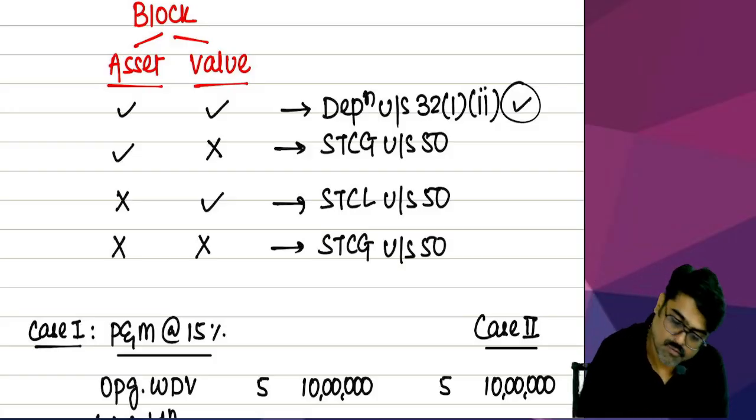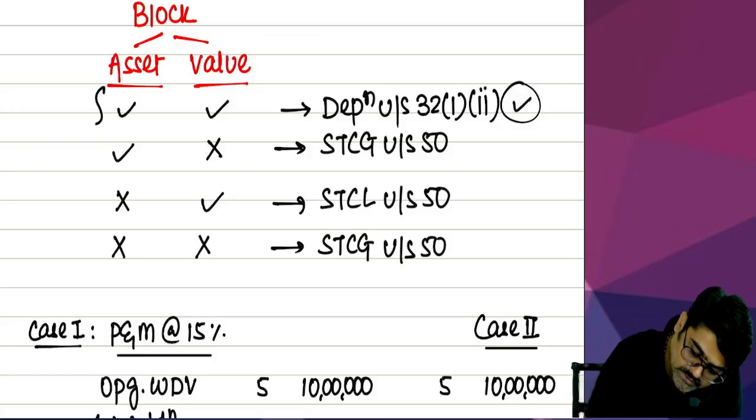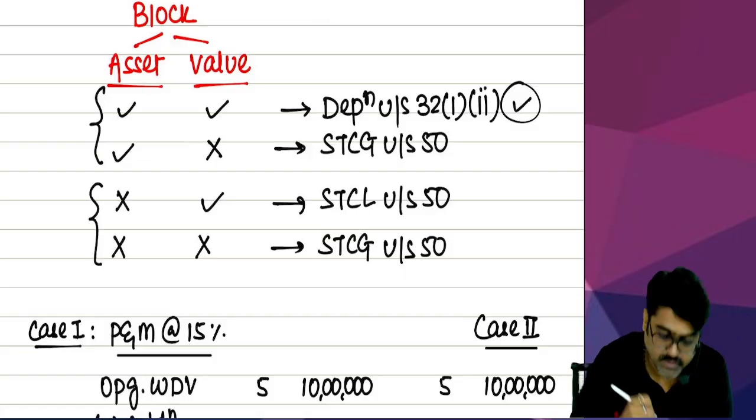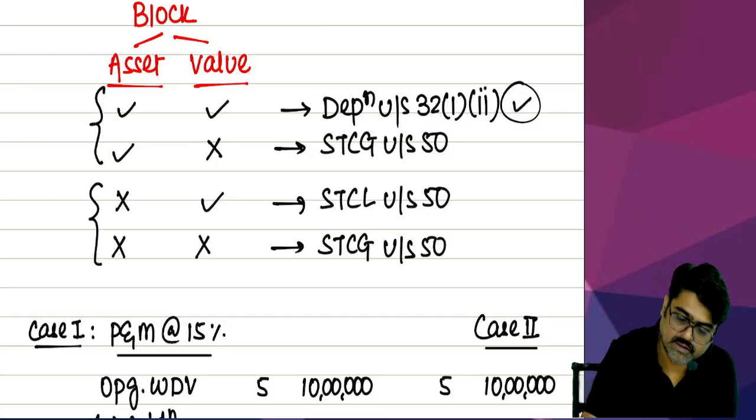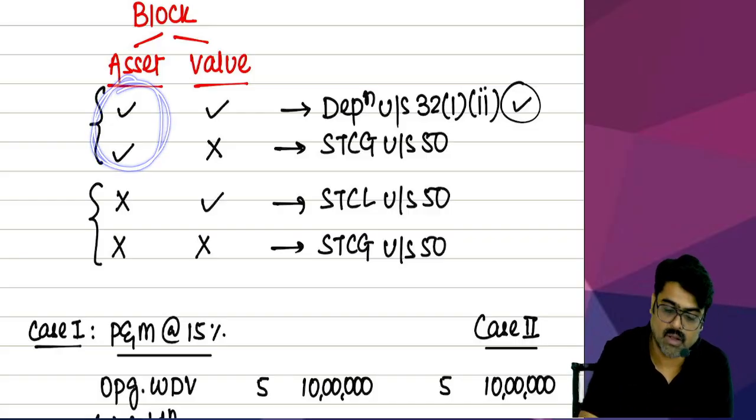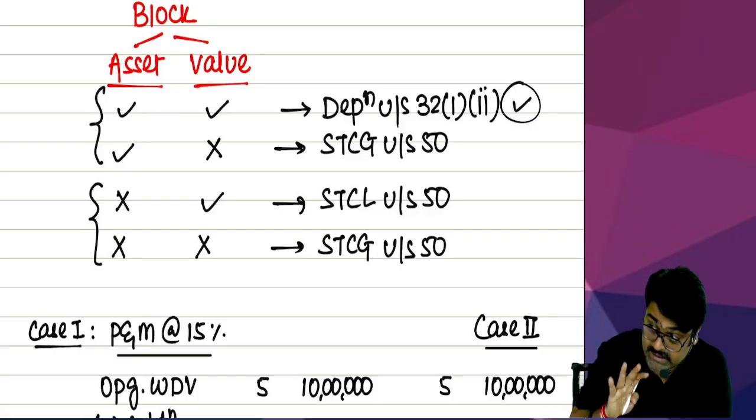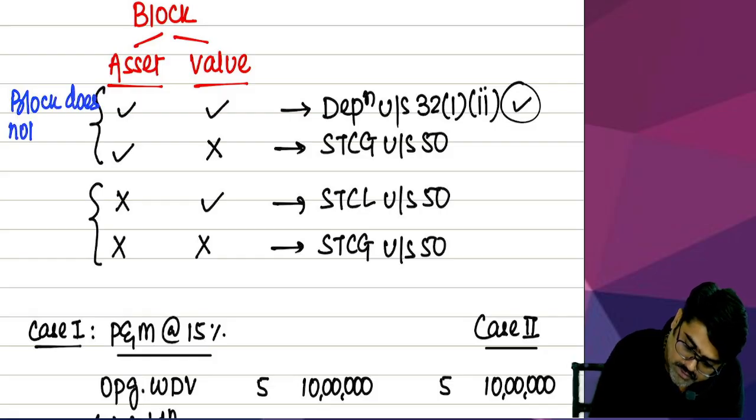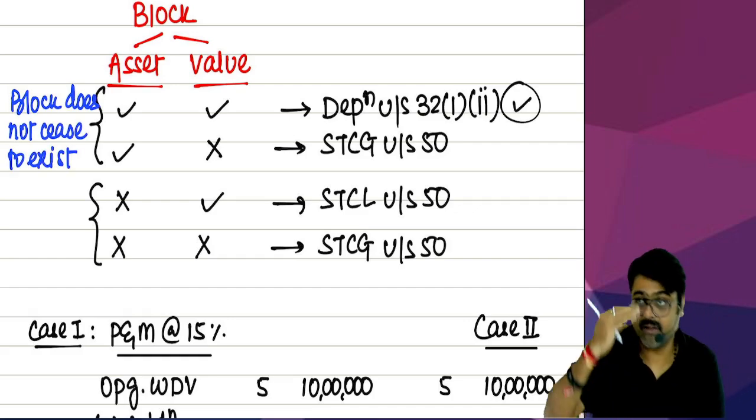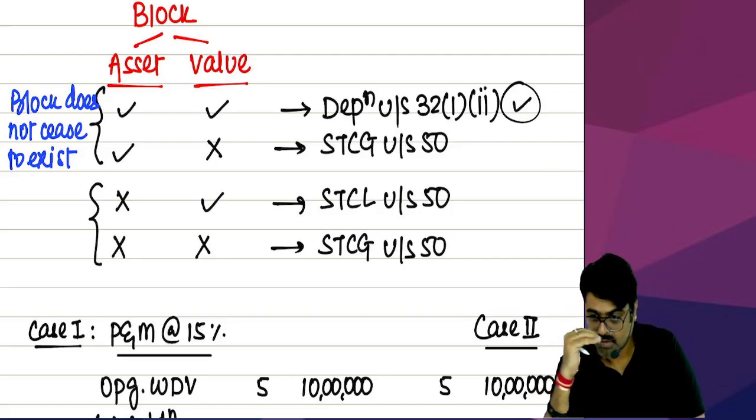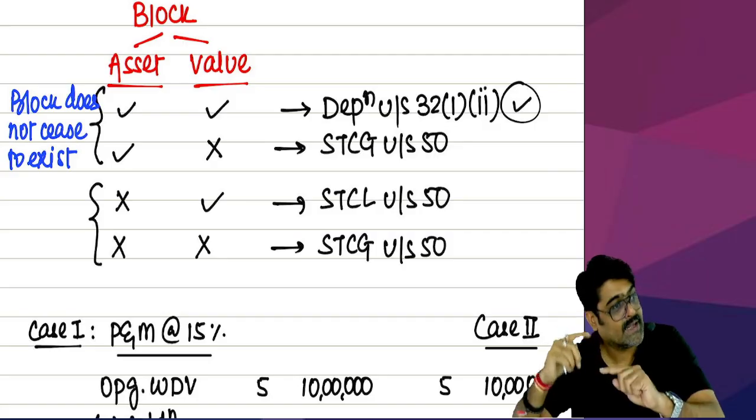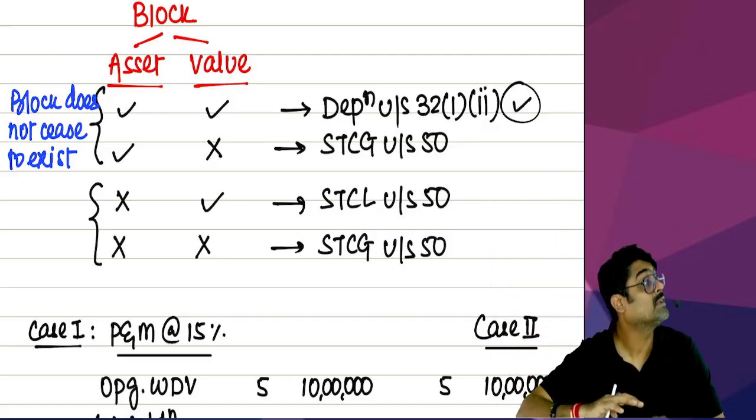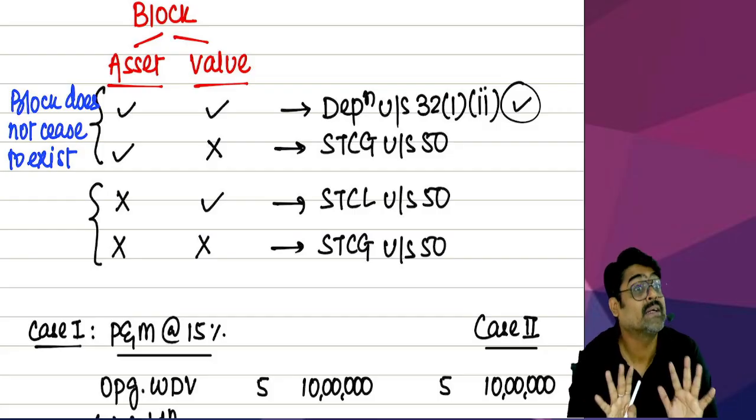Done, sir? Now first two cases and last two cases. In the first two cases, can you see assets are still there in the block? Meaning block is gone or block is still there. So this situation is known as block does not cease to exist. This means closing some assets will be there with some value, or without some value, and that will become opening in the next year. Block still exists. Block does not cease to exist.